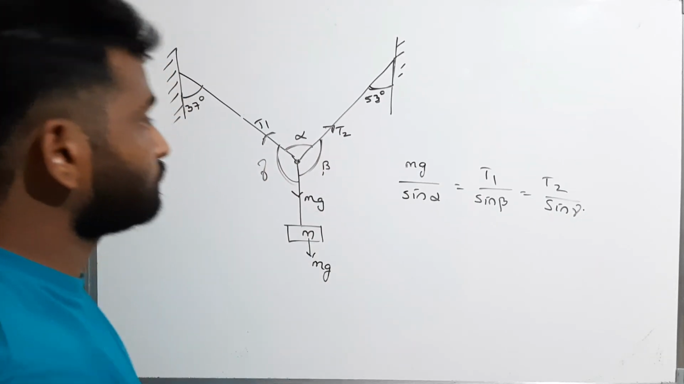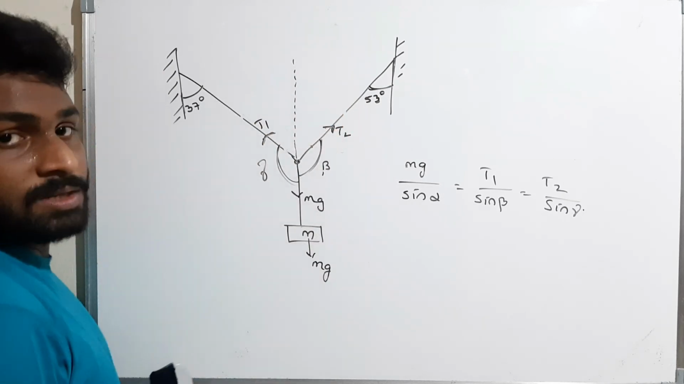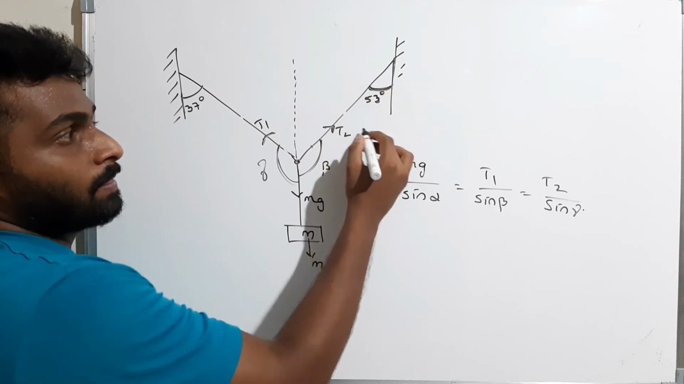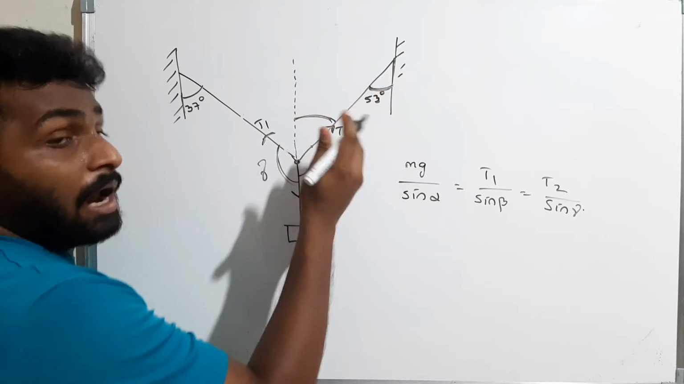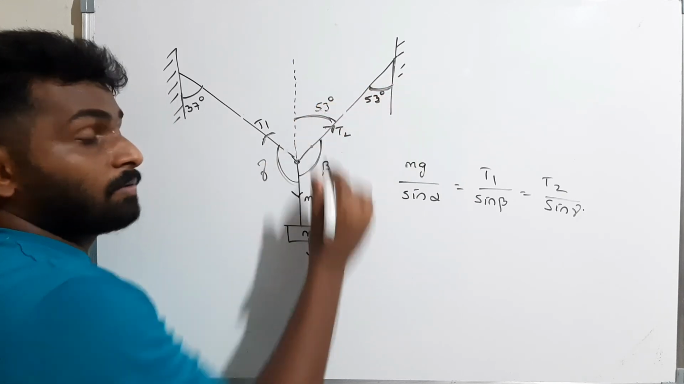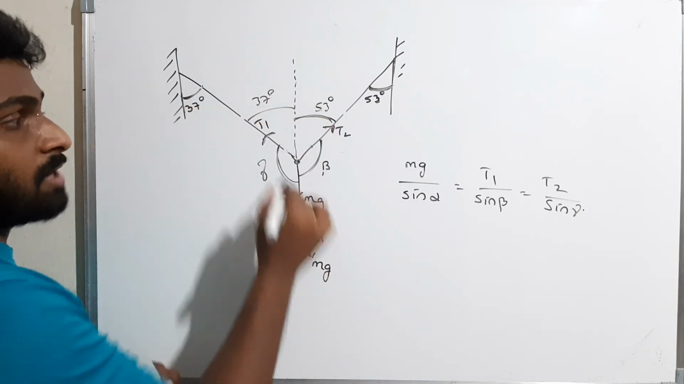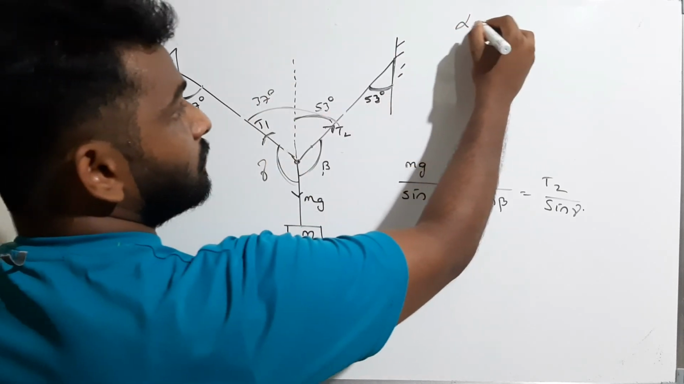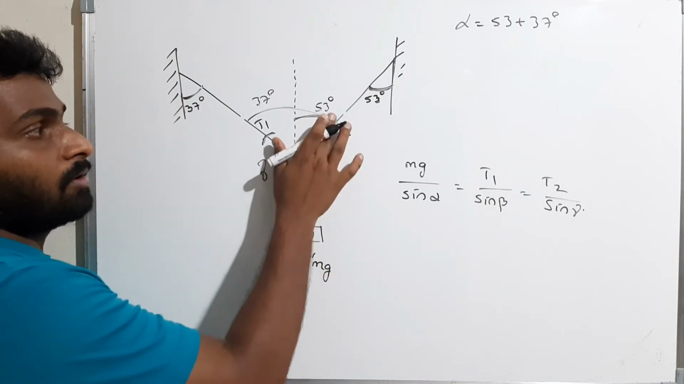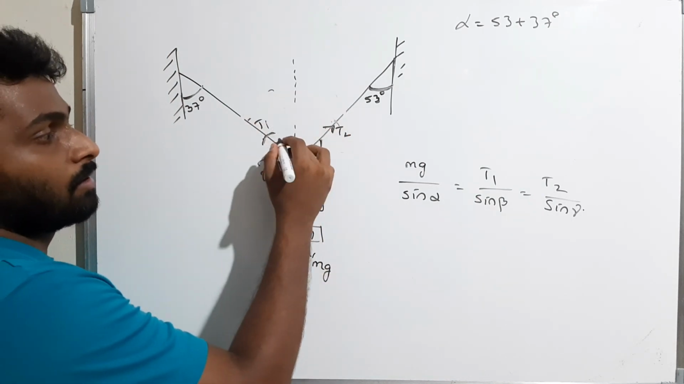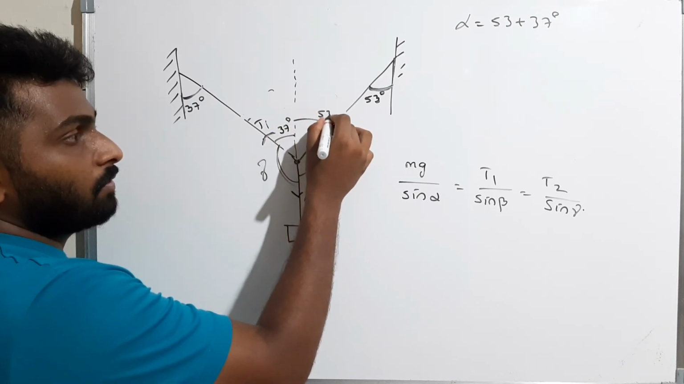Now see, how can I find alpha? I am drawing a vertical line. If this is 53, then this angle and that angle are alternate angles, therefore this is also 53 degrees. Now, if this is 37, this angle is also 37 degrees. Therefore, this whole angle is alpha. So alpha I got as 53 plus 37 degrees. Okay, well and good. This is 37 and this is 53.